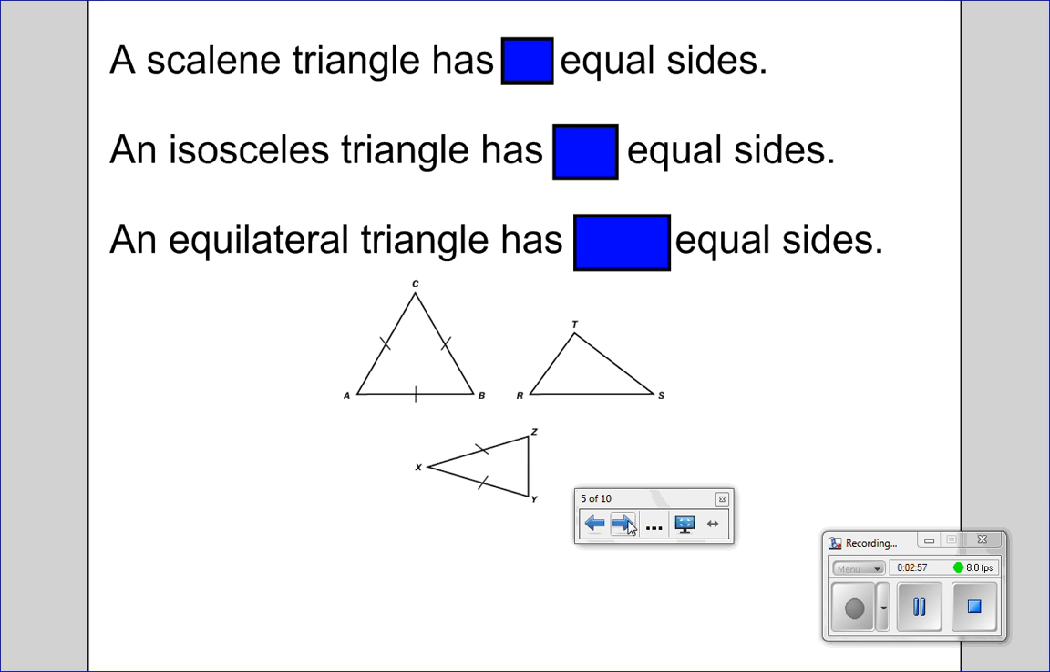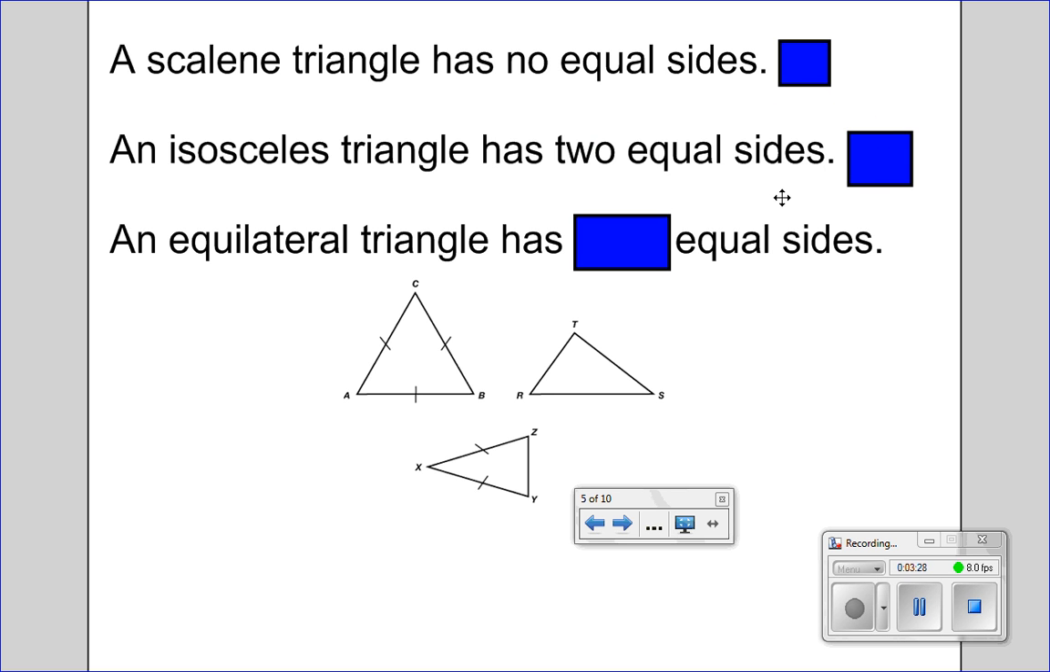Okay, here's another activity for you to try at home. It should be pretty easy given the activity we did on the last slide, but just to reinforce this, put the video on pause and try out this activity. All right, let's see how you did. A scalene triangle has no equal sides. An isosceles triangle has 2 equal sides. And an equilateral triangle has, you guessed it, 3 equal sides.